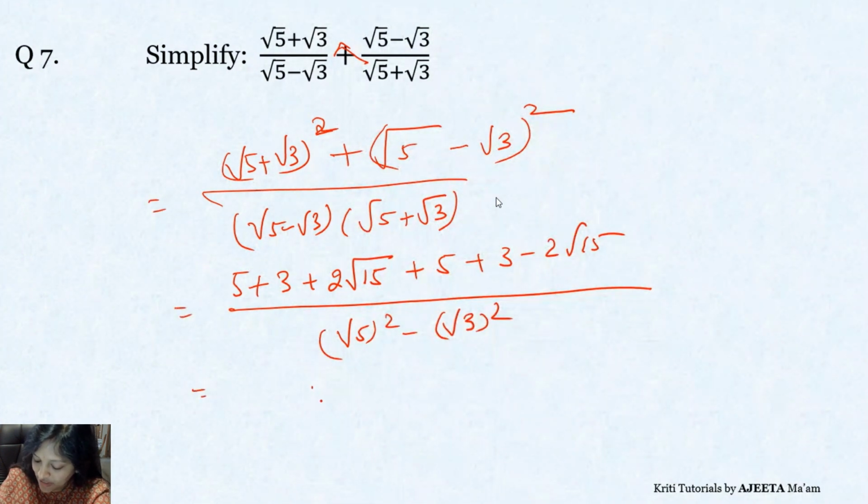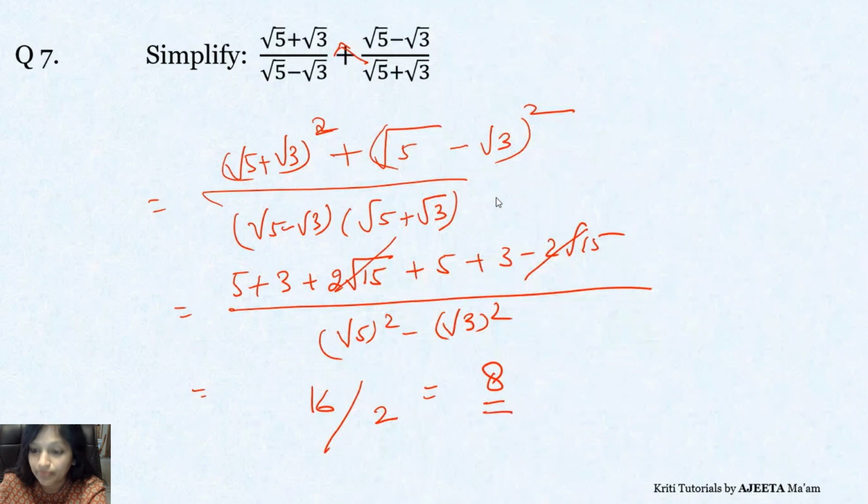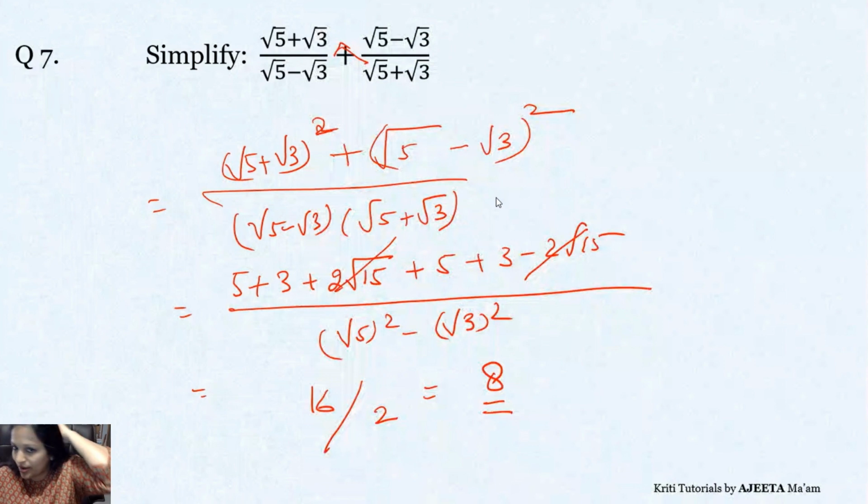So 8 plus 8 is 16. This cancels out, upon 5 minus 3 is 2. So that is 8. So it's a very simple question. No need to rationalize the individual terms, because in this particular case you are getting a plus b, a minus b in the denominator by taking the LCM. If it would not have been the case, then we will need to rationalize. Okay. Now let's move on to the next.